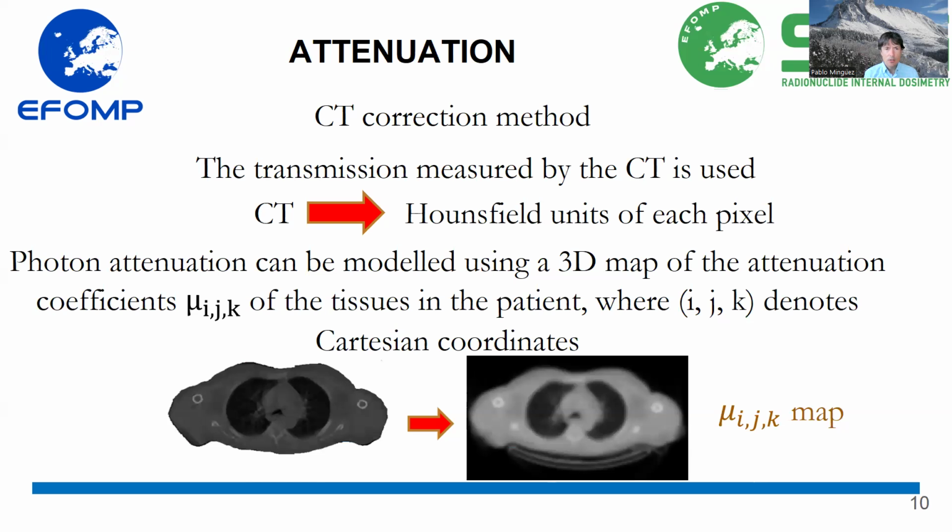So for the attenuation, we will correct the image with the CT images. That's why we also acquire a CT acquisition together with the SPECT acquisition. The transmission method by the CT is used, and we obtain the Hounsfield units of each pixel. And photon attenuation can be modeled using a 3D map of the attenuation coefficients of the tissues in the patients. We obtain an attenuation map.